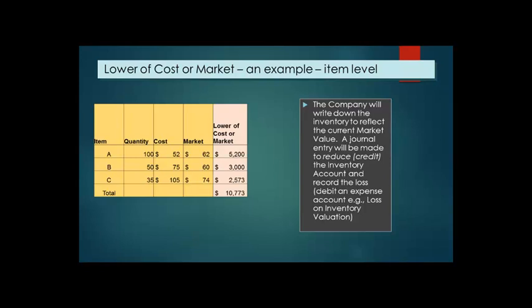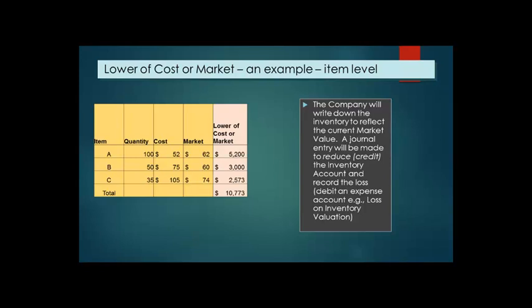So imagine that you have three different products, product A, product B, product C, on your books. And this is what they're valued at on your books. You have 100 of product A at $52 each. You have 50 units of product B for which you paid $75 each. You have 35 units of product C, which cost you $105.